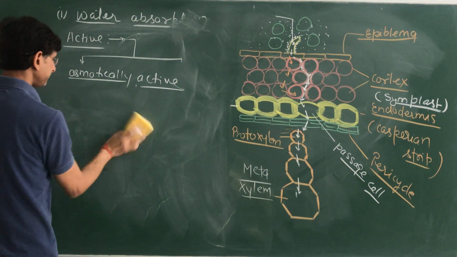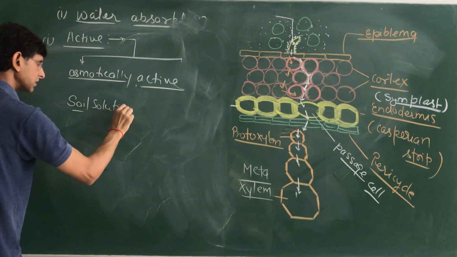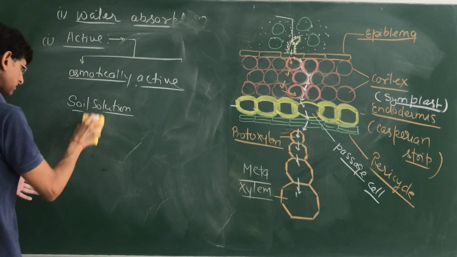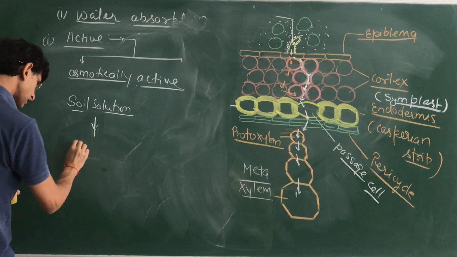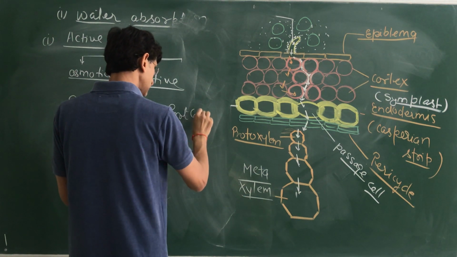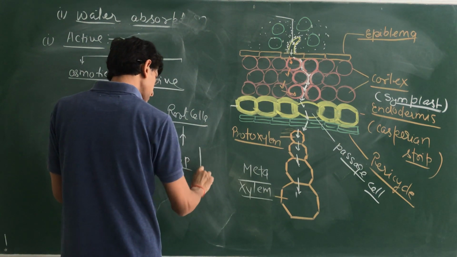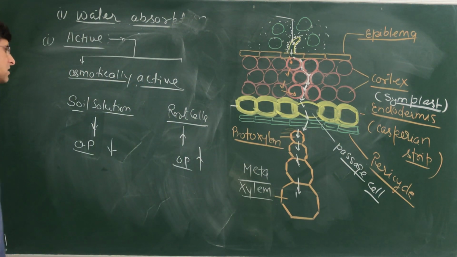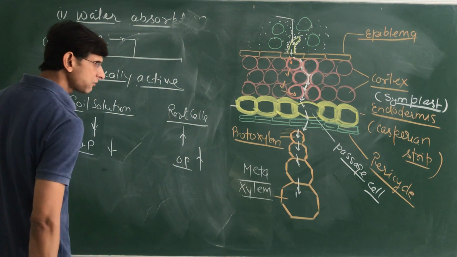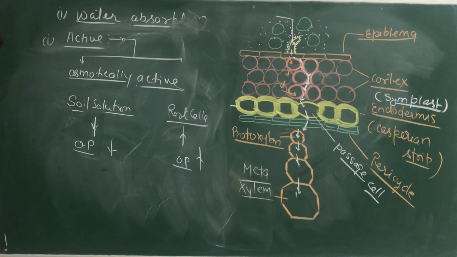Mostly the solute concentration of soil solution is lower and its osmotic pressure is lower than the root cells. Root cell solute concentration is higher, its osmotic pressure is higher, because in the root cell more amount of solutes and less amount of water is present, while inside the soil less amount of solute and more amount of water is present.